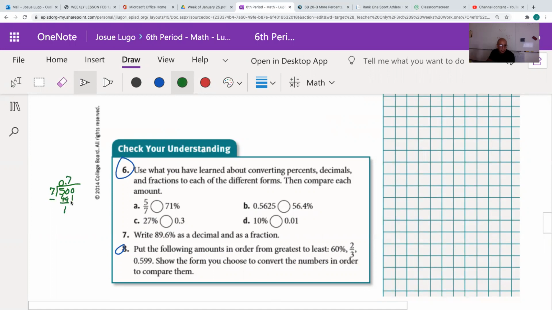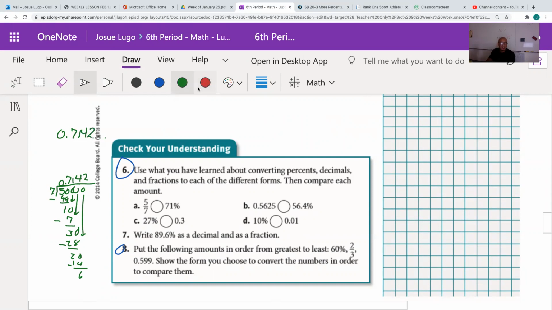Bring down the 0. 7 goes into 10 just one time. 7 times 1 is 7. We have a remainder of 3. Bring down the 0. 7 goes into 30 4 times because 7 times 4 is 28. We have a remainder of 2. Bring down the 0. 7 goes into 20 twice because 7 times 2 is 14. So that's going to be a remainder of 6. Now I could keep going or I can just stop right there. I don't know how far that's going to go, but I have this so far.